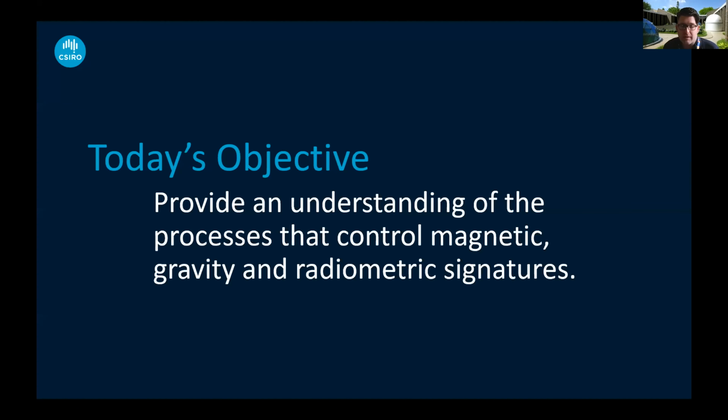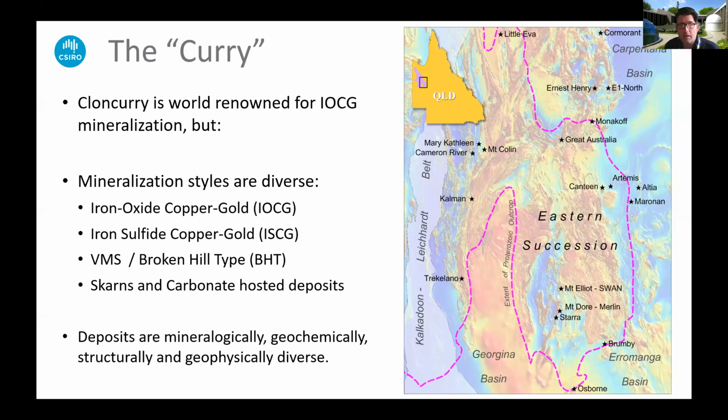Today's objective is just simply to provide an understanding of the processes that control mainly magnetic signatures, and to a lesser extent gravity and radiometric signatures. So we're focusing on Cloncurry. Cloncurry is world-renowned for IOCG mineralisation, but in fact, there's quite a diverse range of types present, including also iron sulfide copper gold deposits, VMS or Broken Hill type deposits, skarns, and carbonate hosted deposits. So these are mineralogically, geochemically, structurally, and geophysically very diverse.